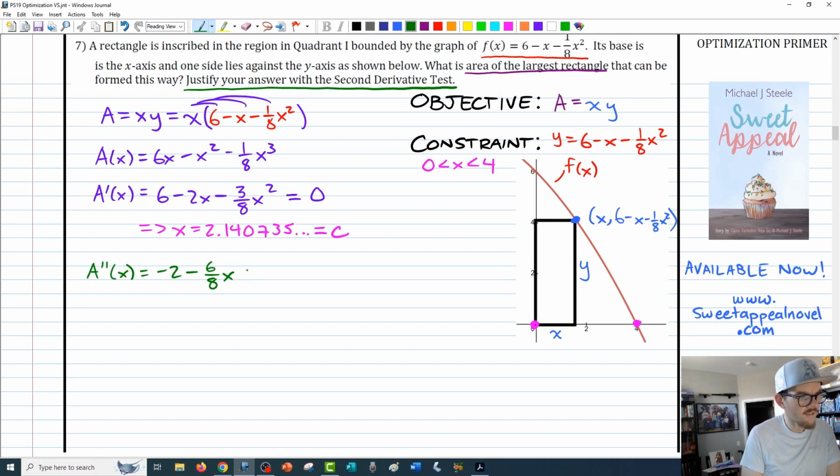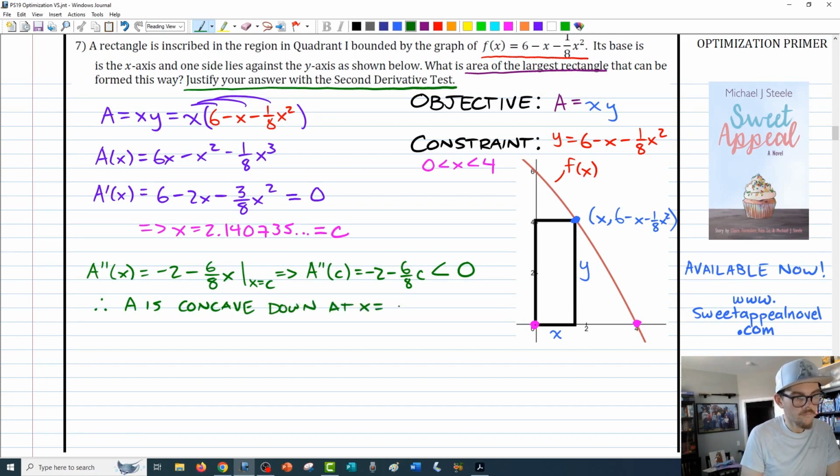And by the way, to calculate this at specifically x equals c, I don't think we actually have to do anything fancy here. We don't need to actually find the value. A double prime of c is going to be negative 2 minus 6 over 8 times something positive, and that is most definitely going to be negative. So basically the second derivative at our critical number, which was a positive number, will be negative 2 minus something, which will of course be negative. Therefore, we can state that a is concave down at critical number c, which means that we have a local maximum.